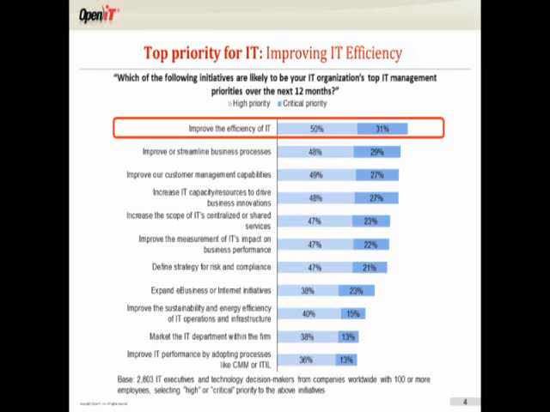So when their companies were asked the question, which of the following initiatives are likely to be your IT organization's top IT management priorities over the next 12 months, they were able to show us which items were high priority and which were considered critical by their companies. The efficiency of IT was by far the #1 high priority and certainly the most critical, with 50% saying it was a high priority and 31% characterizing it as critical. Improving the business processes was quickly behind that, and improving the customer management capabilities, of course, right on the heels as well. Just below that, we see increasing the IT capacity and the resources to drive business innovations.